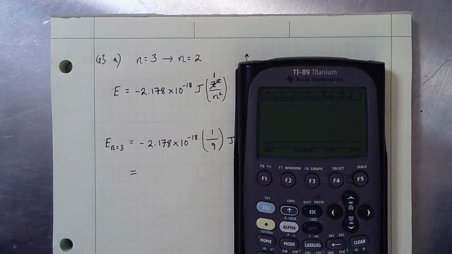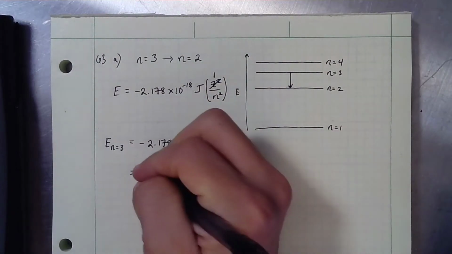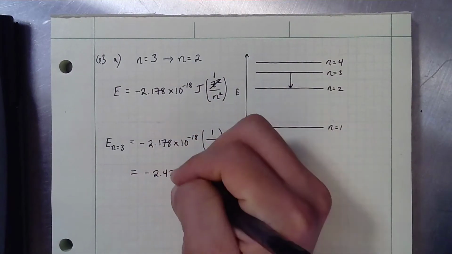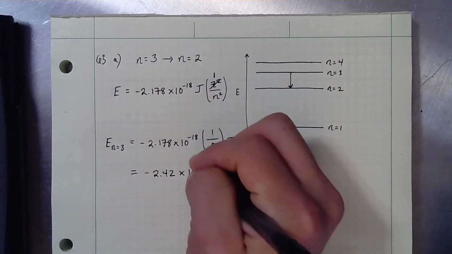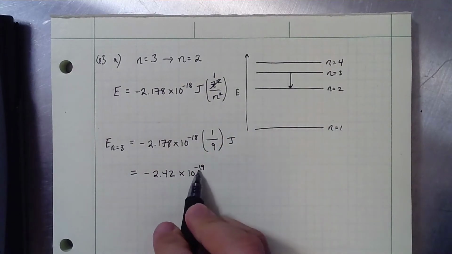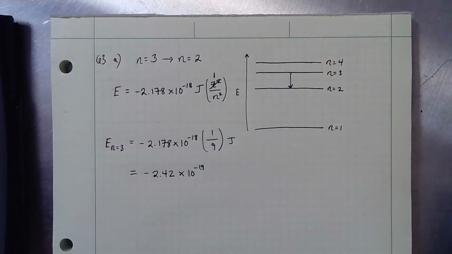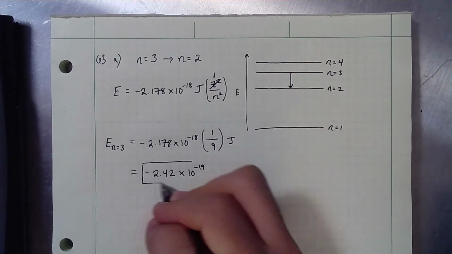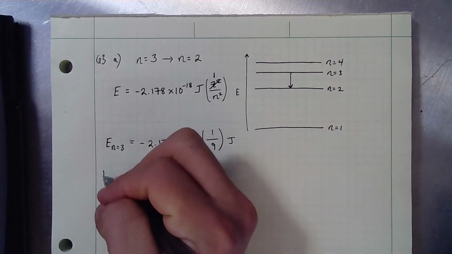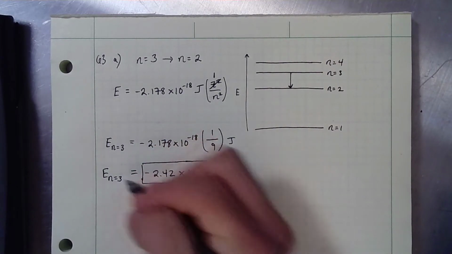All right, negative 2.178 times 10 to the negative 18. Divide that by 9. Okay. The answer I get is negative 2.42 times 10 to the negative 19. The more negative this exponent, the smaller this is actually getting, right? That makes sense because we're dividing by 9. Okay. Let me put that in a little box. That's the energy at n equals 3.